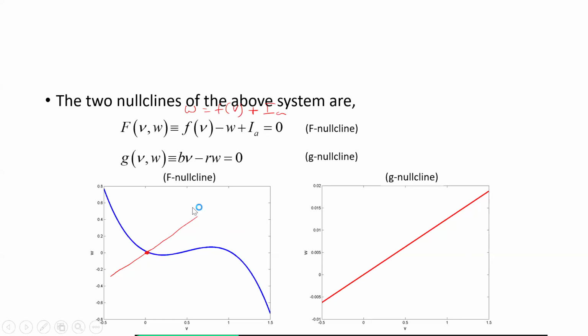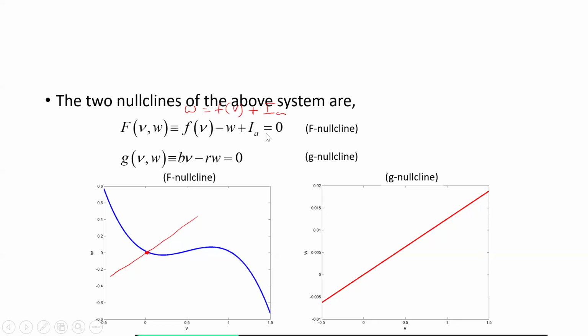For I equal to 0, these two curves intersect at this point. If you do the stability analysis of that, you'll find that it's a stable fixed point. Therefore, no matter where you start from, you come back to this point. That's like your resting state. You can work out the math and show that it's a stable point, like a resting state.